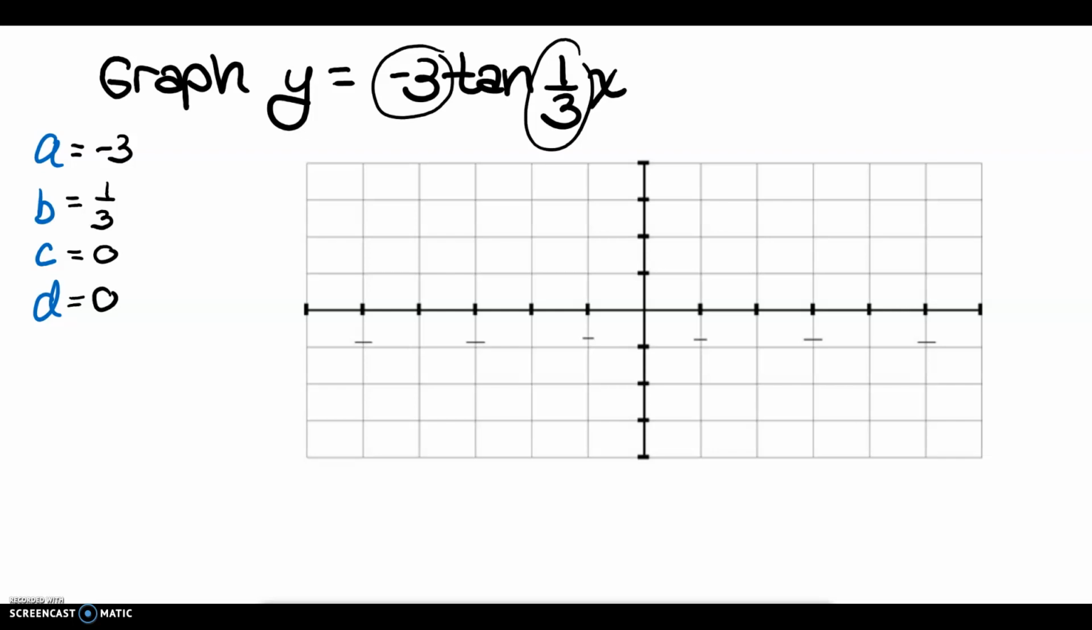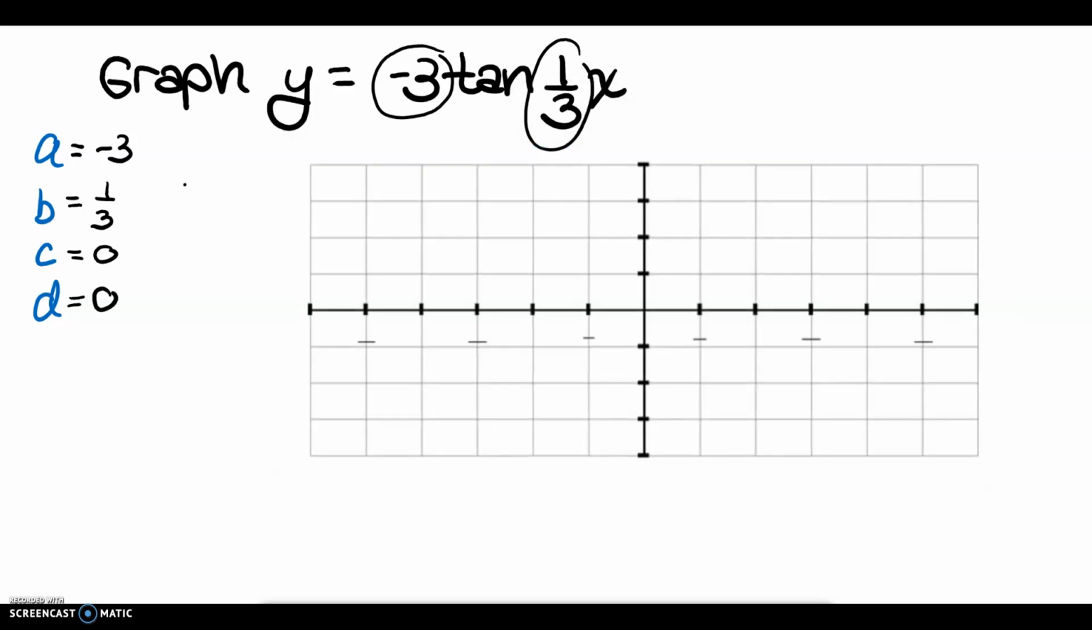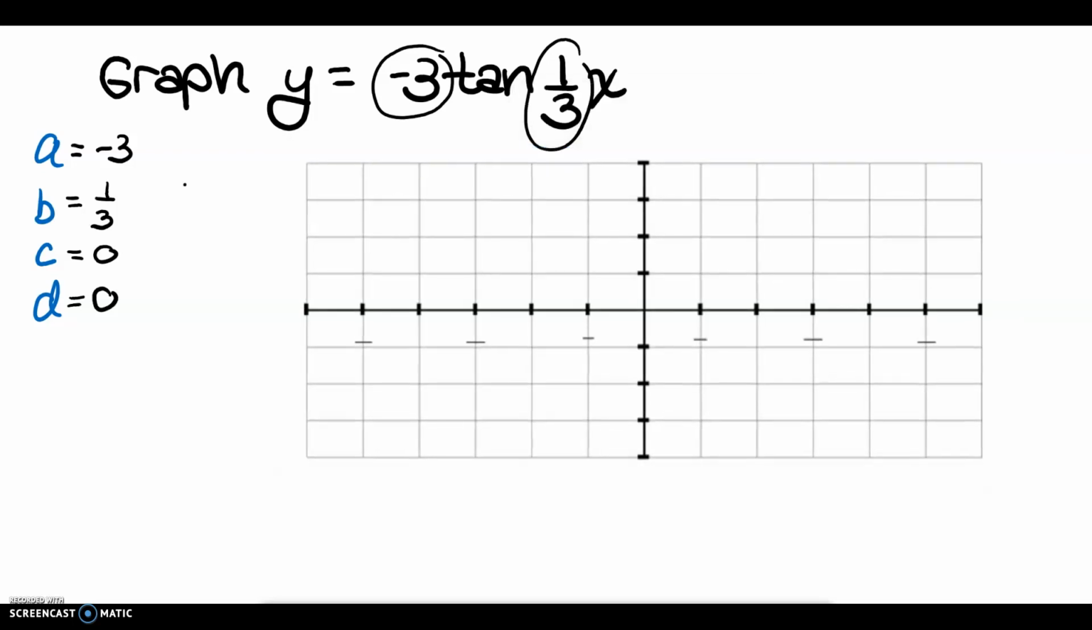All right, so it looks like we're going to stretch this graph by 3, but also we have a negative, and we know that when we multiply by a negative, that also is a reflection across the x-axis. So not only do we have a stretch of 3, but we have a reflection across the x-axis. So we have identified that.